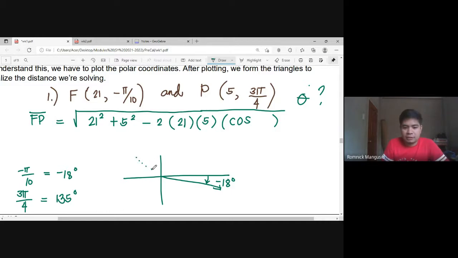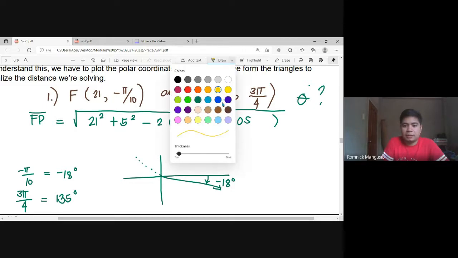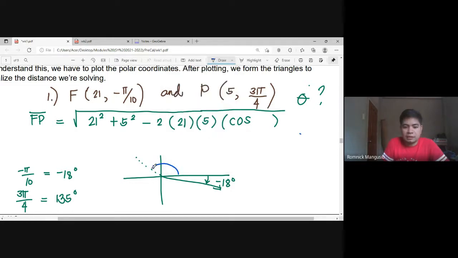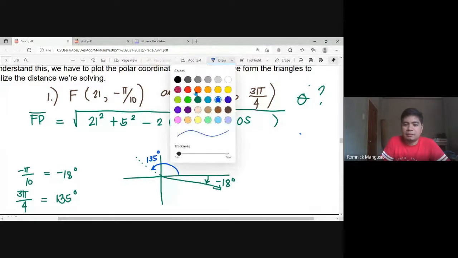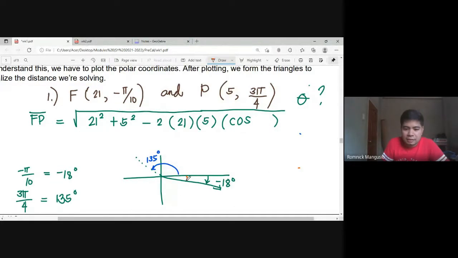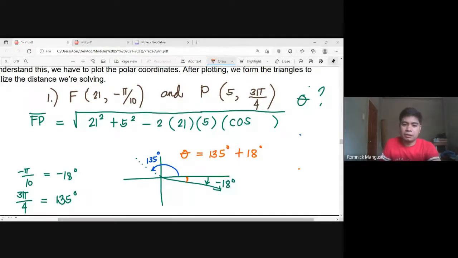So kalahati, no? Nandito siya. Nandito naman si 135 degrees. Ito si 135 degrees. So how are you going to get the included angle? So sa madaling salita, idagdag mo ang 18 degrees. Okay? So meaning to say, angle is now 135 degrees plus 18 degrees. Kapag kumukuha kayo ng included angle, you should always remember you are ignoring negative or positive sign. Baka mamaya ang ginawa nyo 135 plus negative 18 degrees, that's wrong.